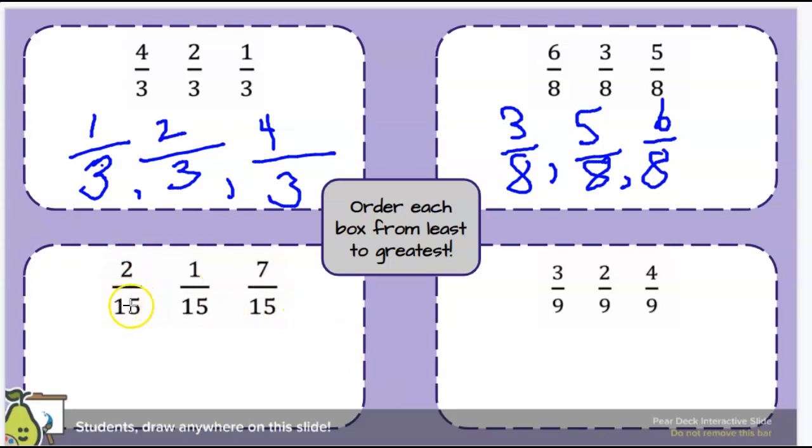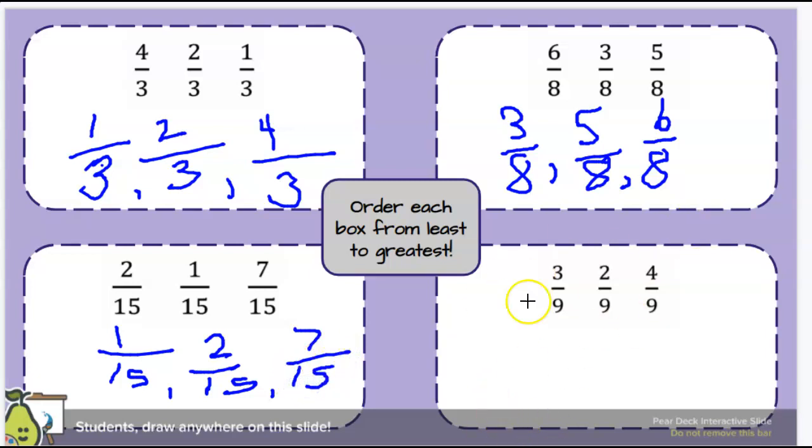Then on this one right here, I look and go, okay, the denominators are the same, so I can just compare the top. So I would get 1/15, 2/15, and 7/15. And then last but not least, once again, same denominator. So it'd be 2/9, 3/9, which if you were to simplify that would be 1/3, and then 4/9.